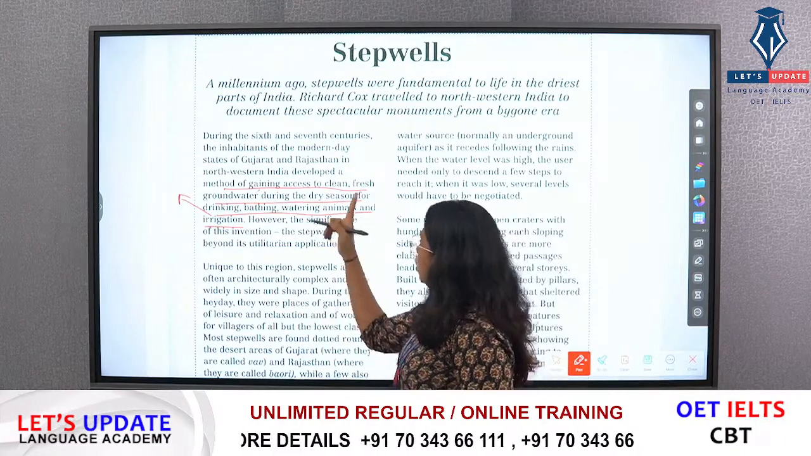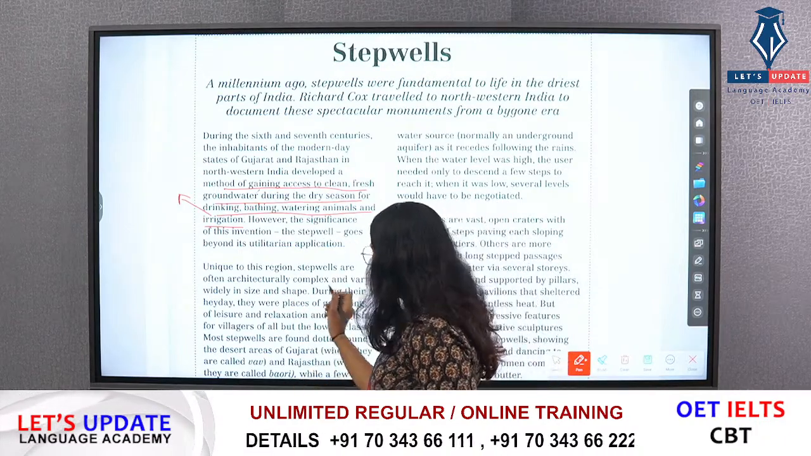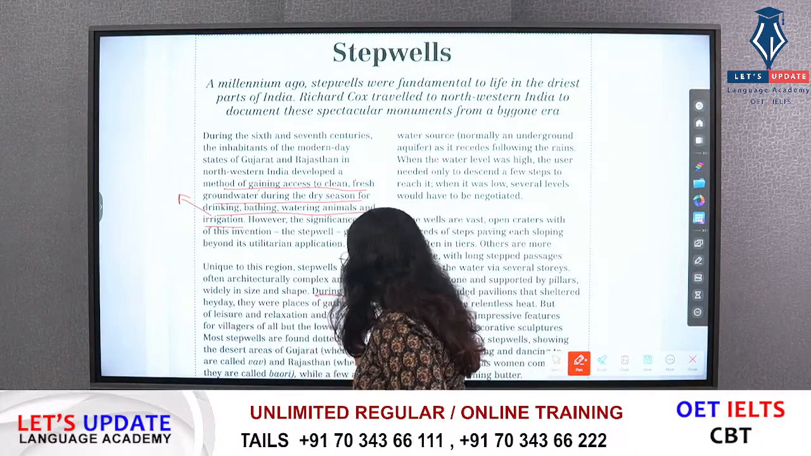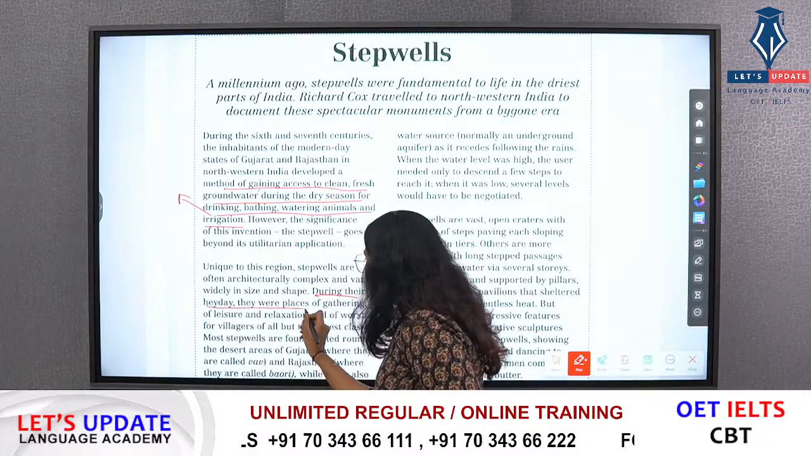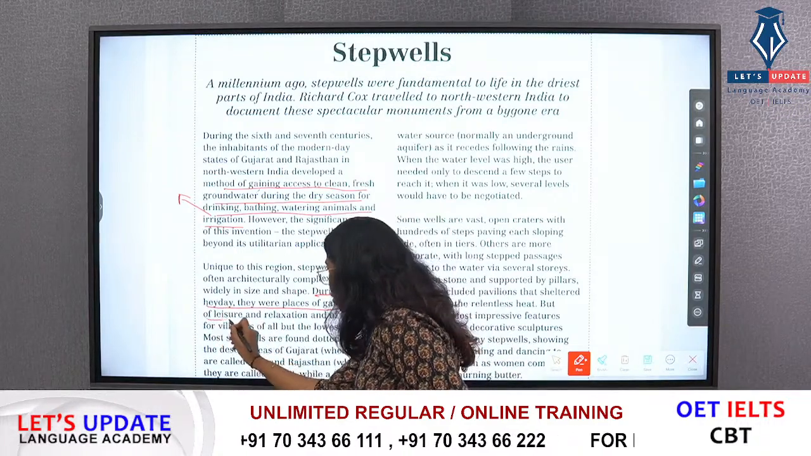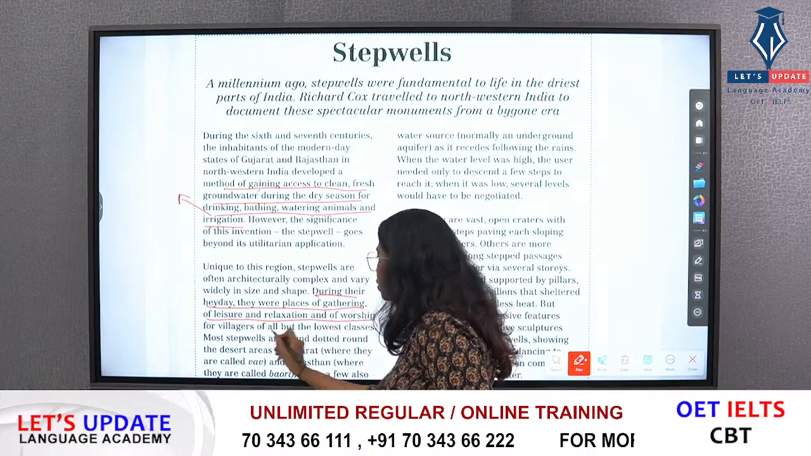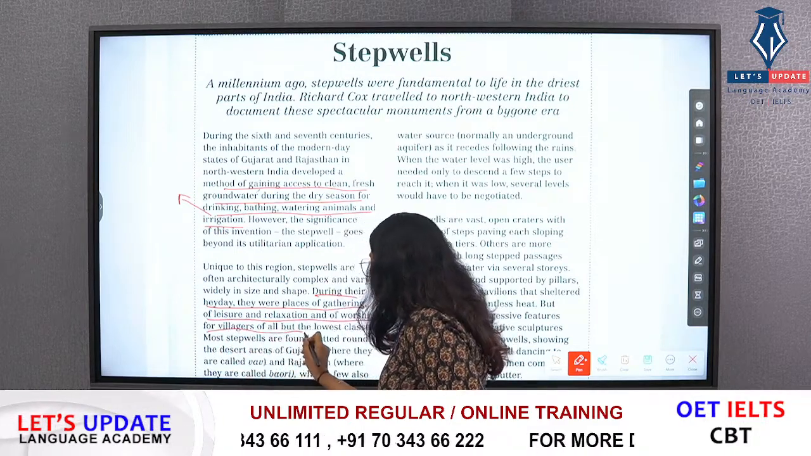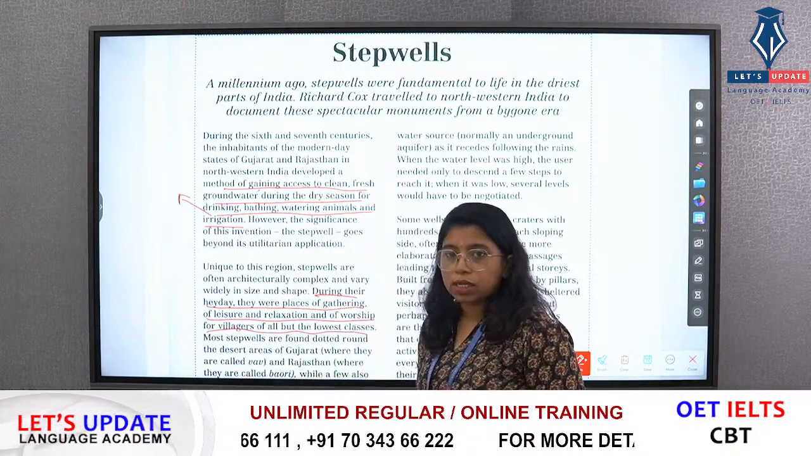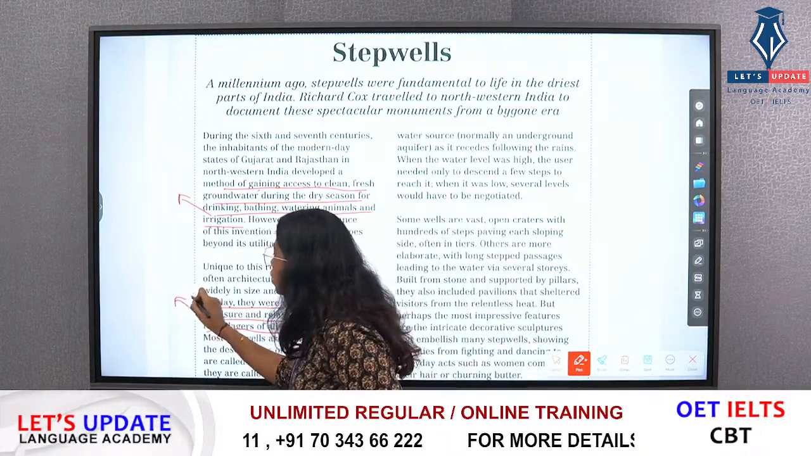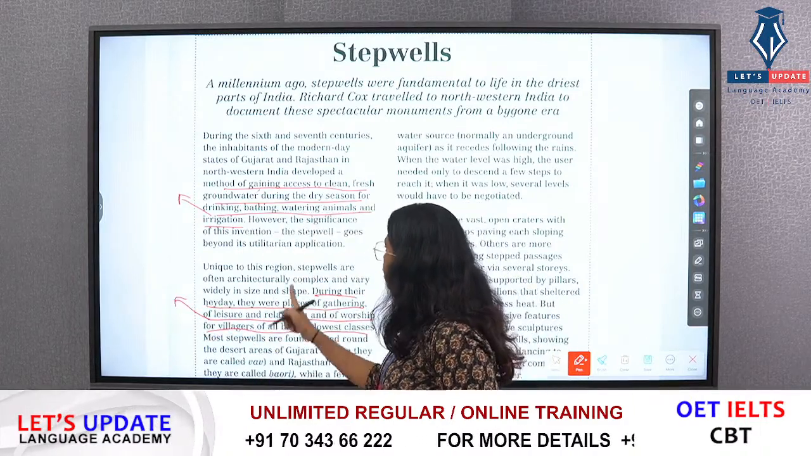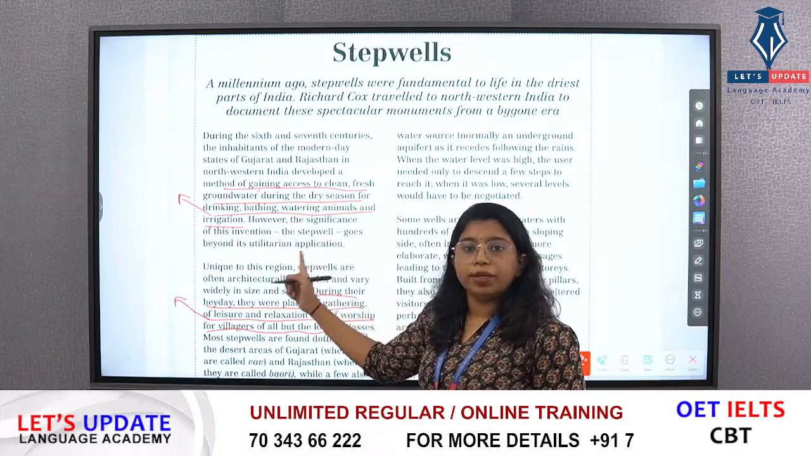Okay, then reading further, you can see that during their heyday, they were places of gathering, of leisure and relaxation, and of worship of villagers of all but the lowest classes. So these are the other functions other than those related to water collection.